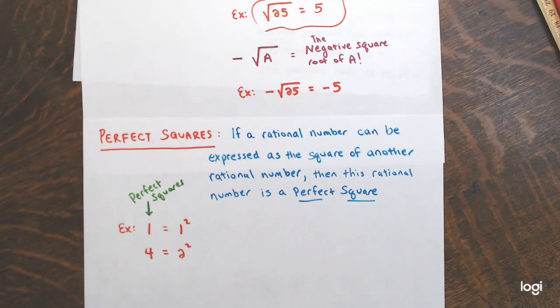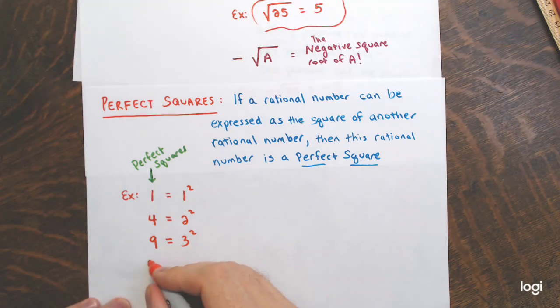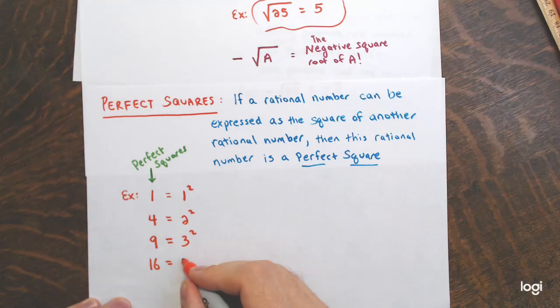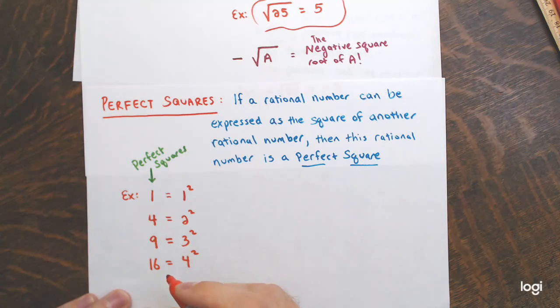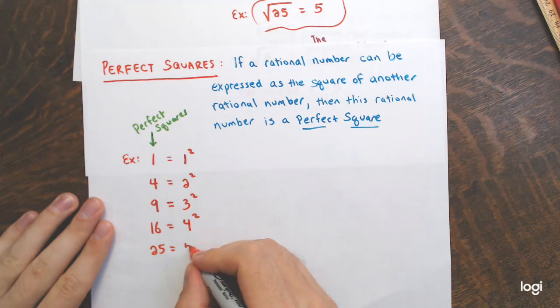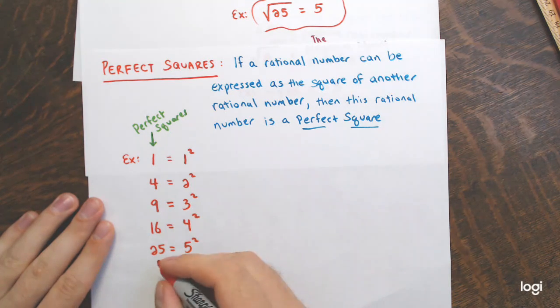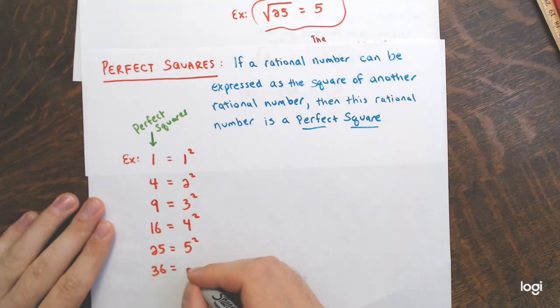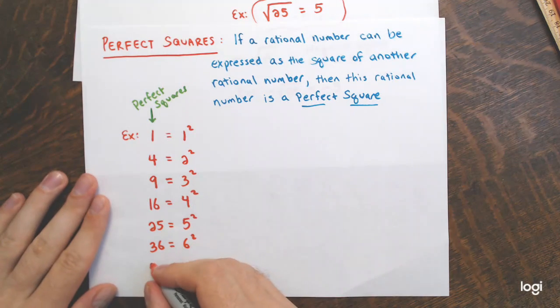So 1 is 1 squared, 4 is 2 squared, 9 is a perfect square, right? Because you can write it as a rational number squared, 3 squared. 16 is a perfect square because you can write it as 4 squared. We saw 25 already, right? 25 is 5 squared. 36 is a rational number squared, 6 squared. And again, you could also use negative 6 squared, negative 5 squared, negative 4 squared, right? Still get positive 16, positive 25, positive 36.